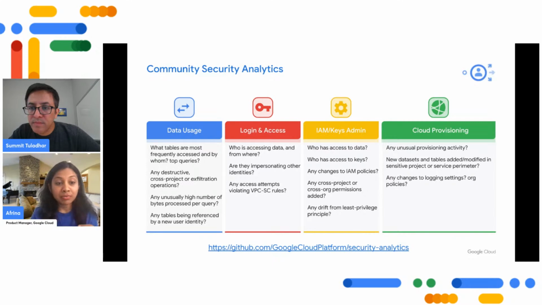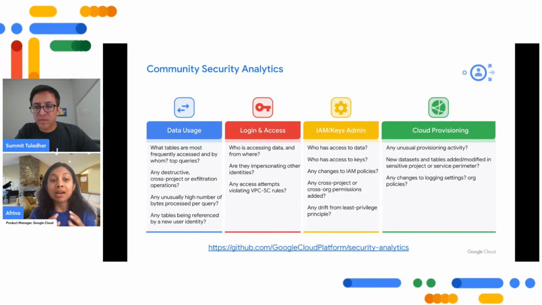Any table being referenced by a new user identity. And the same thing with login and access: who is accessing the data, and where are they accessing from? This is also crucial. Let's say you have some blocked IP addresses and you see that your users are accessing from them. Your Looker dashboard or your other visualization tool will instantly tell you that there's something wrong and you need to take action on it. Any access attempts violating VPC-SC rules, your VPC and your logs can help you get to that. The same thing with IAM and keys admin and cloud provisioning.